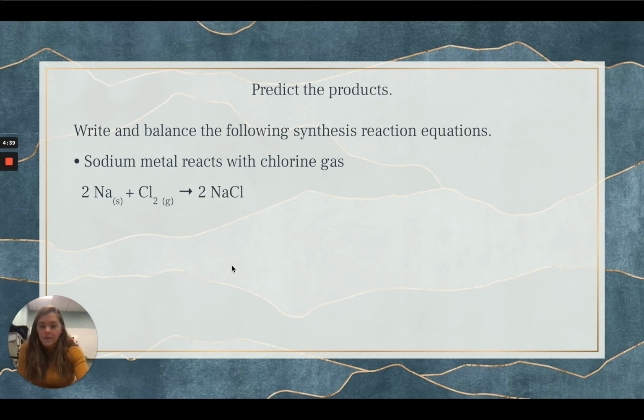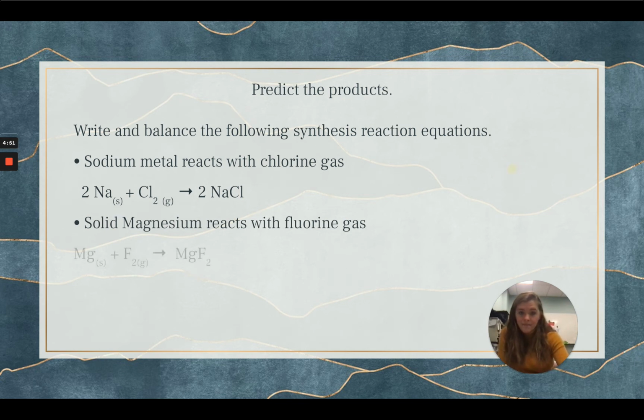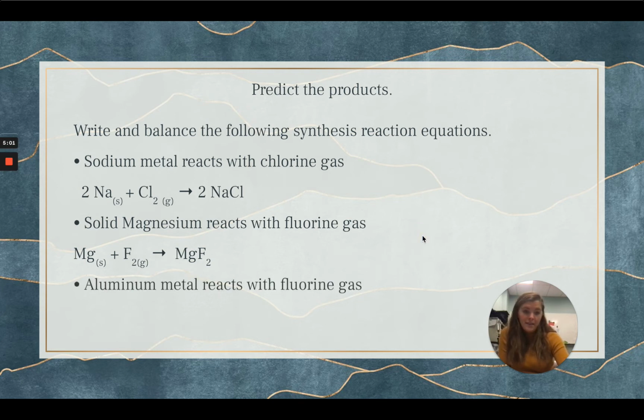Let's try another one. Again, these should all be on your note packet outline, so you shouldn't have to write all of these down, just your answers. So solid magnesium reacts with fluorine gas. Go ahead and pause the video. Hopefully you got magnesium solid plus F2, again that's a Brinkelhoff element, reacts to form MgF2. And lastly, aluminum metal reacts with fluorine gas. Go ahead and pause.